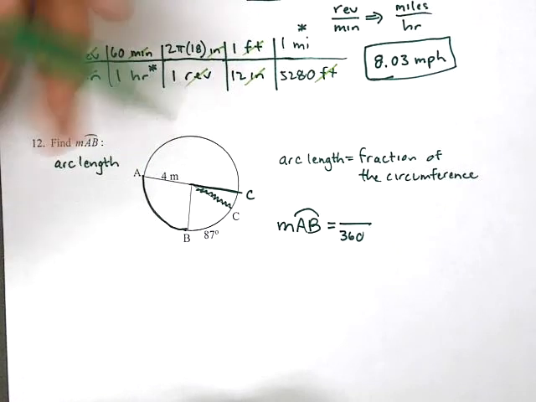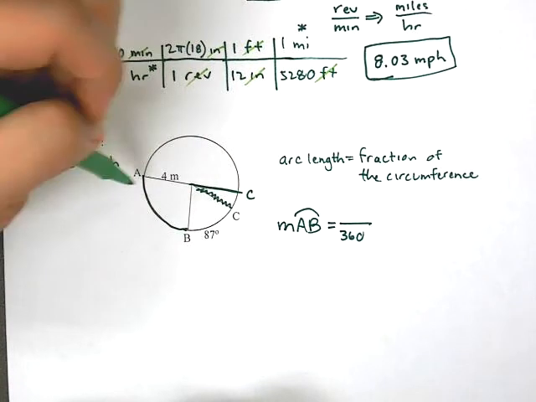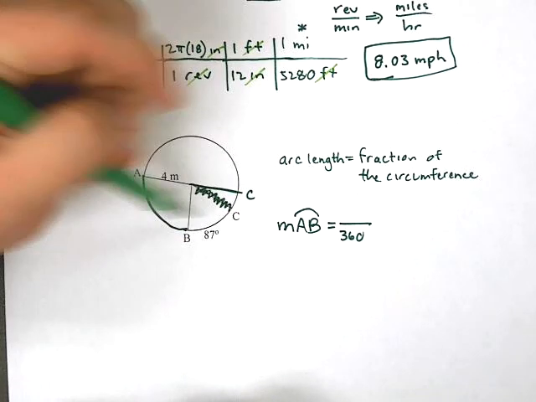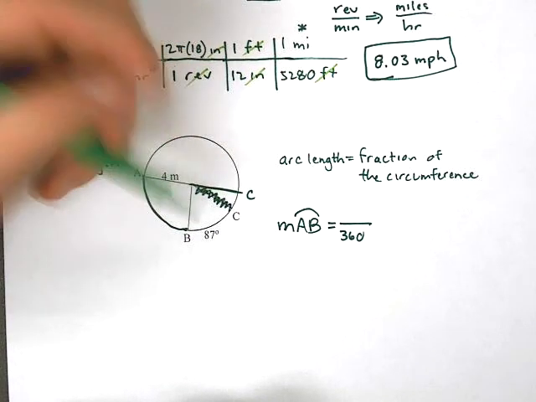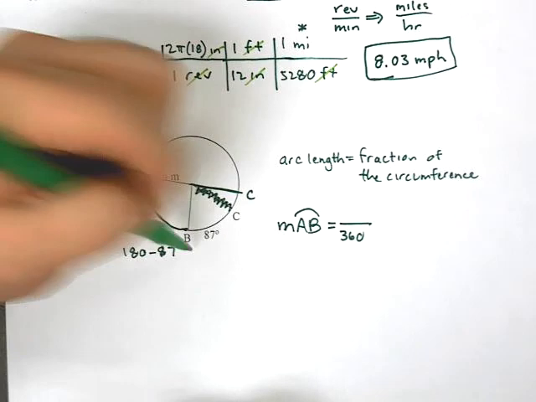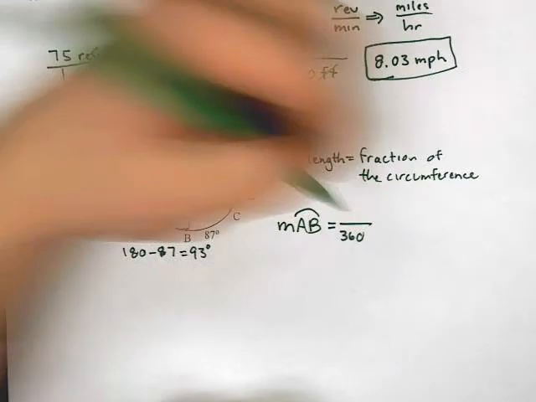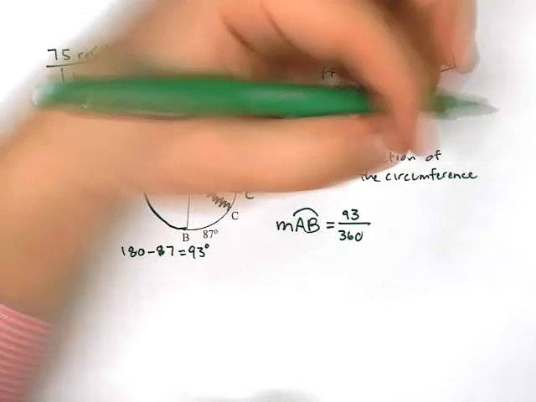So the idea here is that if AC is a diameter, which we had to change in this picture, we got rid of this, then I know that from A to C is 180 degrees. And if from B to C is 87, then all I'm doing is 180 minus 87 to get the angle that I need. So now I know that I have 93 over 360. That is my fraction of the circle.